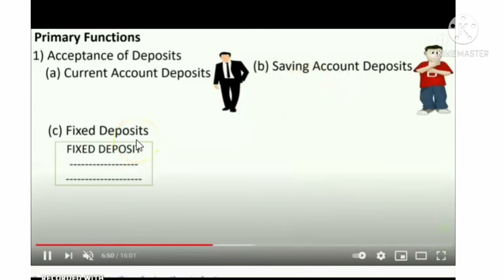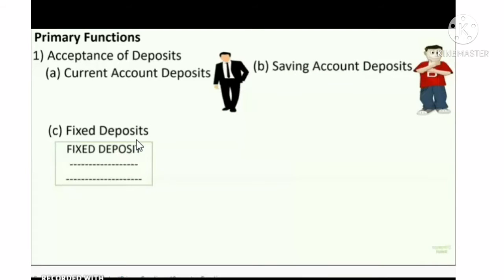Next, fixed deposit. Fixed deposits are deposits for a fixed term. They may carry a high rate of interest given by the commercial banks, and there are restrictions on withdrawal of money. Without the maturity of the time period, it cannot be withdrawn. So that's a fixed deposit. Hope you understood the primary function.